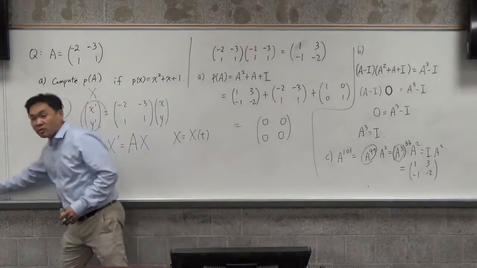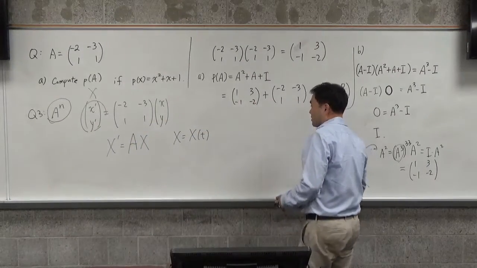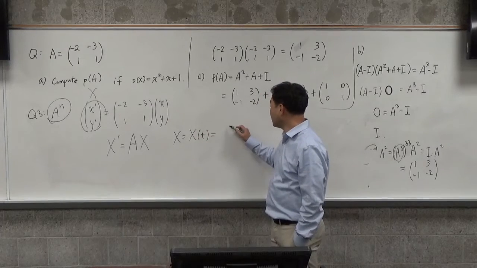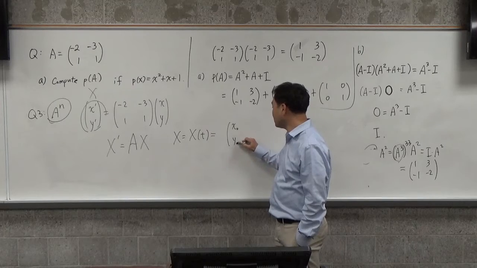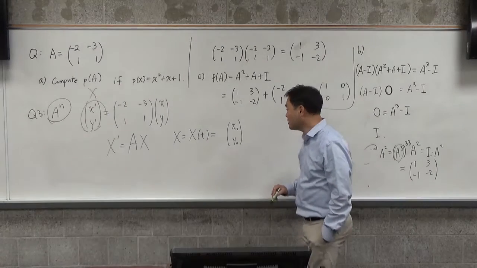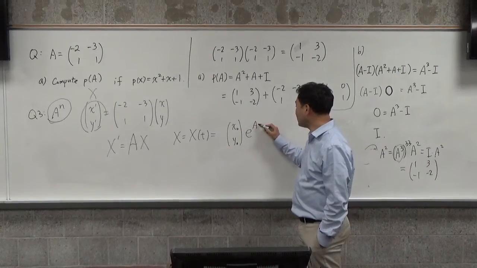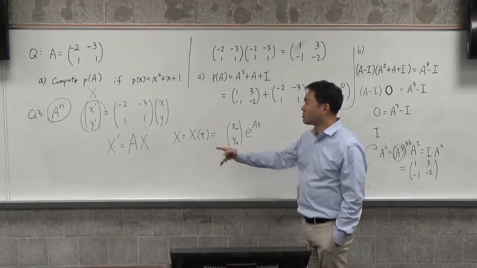Then you can check that if you set x(t) as some initial value x0, y0, some column vector like that, times e to the At, then this will satisfy that equation.